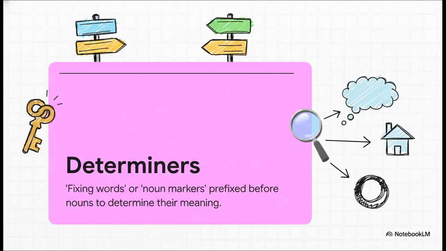So what even are we talking about here? Well, simply put, determiners are words like the, my, some, and so on. Just think of them as these little signposts that come right before a noun to make its meaning way more specific. They're kind of like fixing words that just lock everything into place.